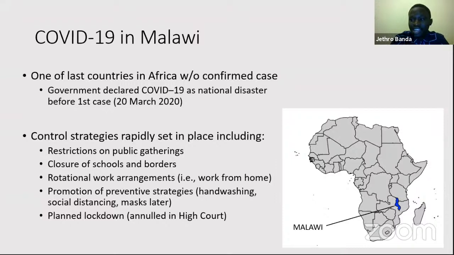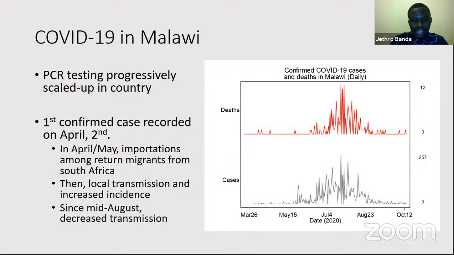After we had started getting cases, they had places where people would be quarantined, and they also encouraged those who showed symptoms or had been in contact with a suspected case to self-isolate. But the planned lockdown, which was supposed to start mid-April, was stopped by the High Court when people petitioned it. So that didn't happen, and it hasn't happened to date. When it comes to testing itself, we were a bit slow at the beginning, but over time, almost all districts in Malawi have at least one testing center.